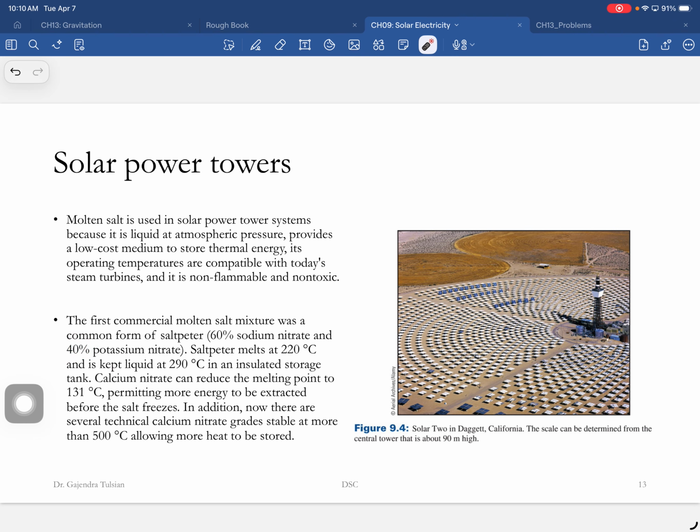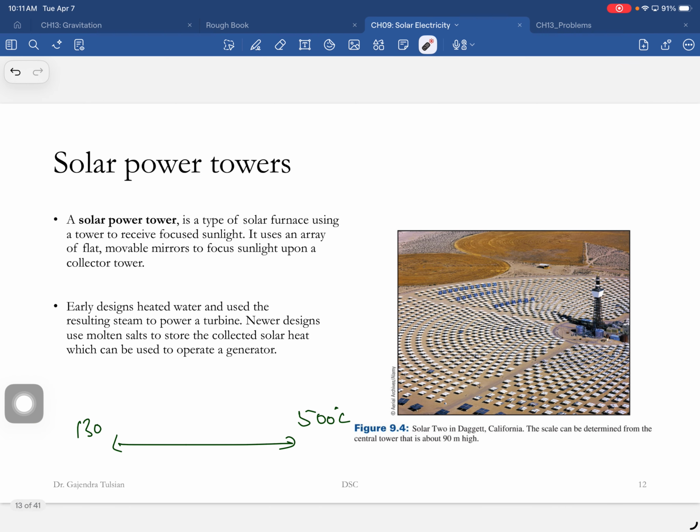Calcium nitrate can reduce the melting point to 130 degrees, permitting more energy to be extracted before the salt freezes. In addition, now there are several technical calcium nitrate grades stable at more than 500 degrees Celsius, allowing more heat to be stored. The limit to going to higher temperatures is that you don't want the salt to degrade or dissociate.